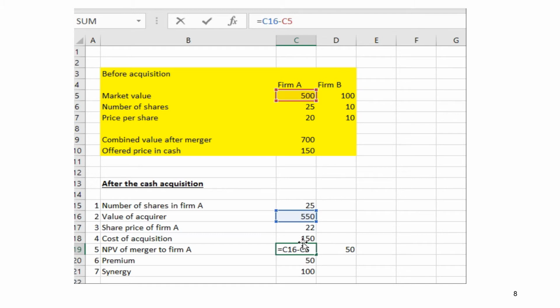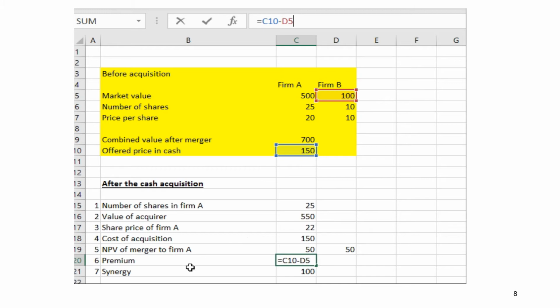First, we can compare the change in value of Firm A before and after the acquisition. Second, we can use synergy minus the premium paid to calculate the NPV of merger to Firm A. Question 6. Calculate the premium. Premium measures how far the cash price is above the value of the target firm, which is 150 minus 100.